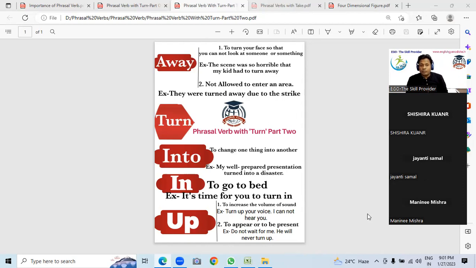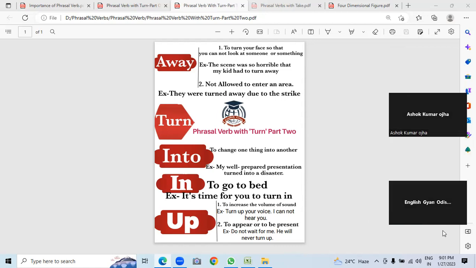Okay. To appear or to be present: don't wait for me, he will never turn up. Turn up means to be present, something like you want to be present there. So be louder, don't use it. Please turn up your voice. Turn up your voice, that is what you are supposed to say. So right now everything is clear. Whatever things I've given you, it's clear to everybody.